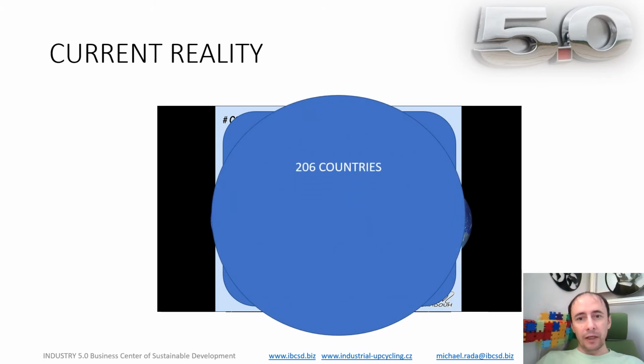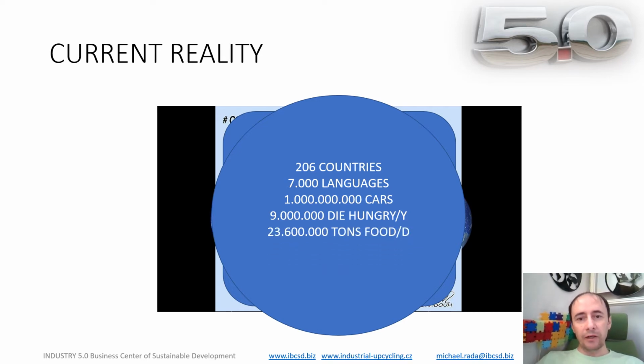We are living on a planet in 206 countries, 196 according to the UN. We are speaking 7,000 languages. We are riding 1 billion cars, and we let 9 million people die hungry every single year, despite the fact that 23 million tons of food and crop is being wasted every single day on the same planet. And we let 800,000 people die thirsty, despite the fact that 347 million liters of drinking water is being spoiled just in the California crude oil industry in one single day.